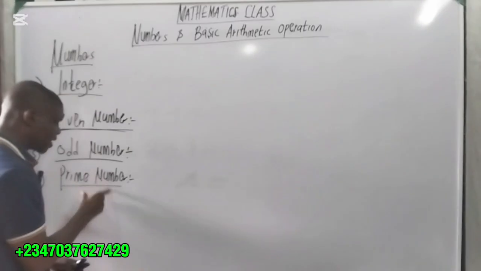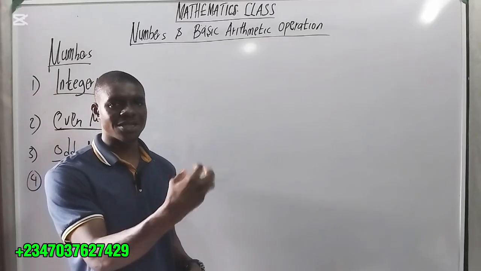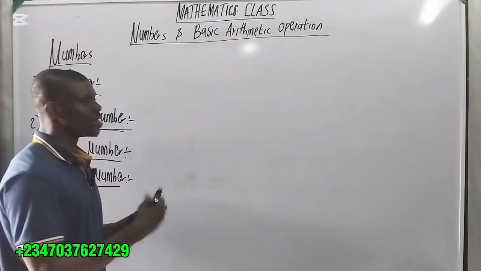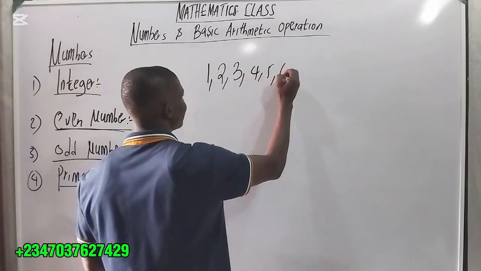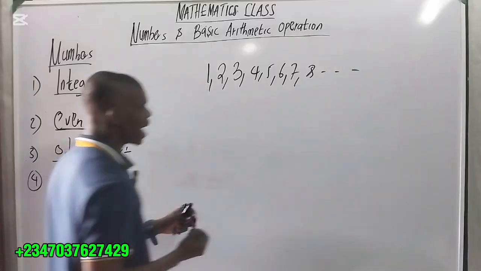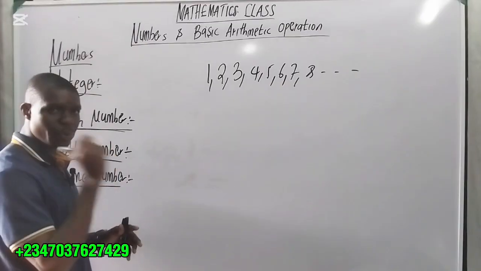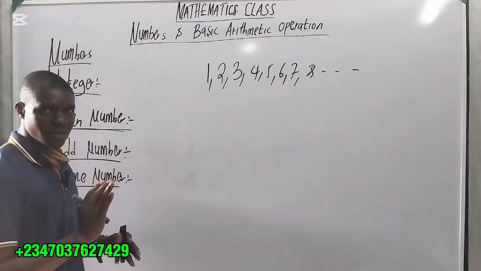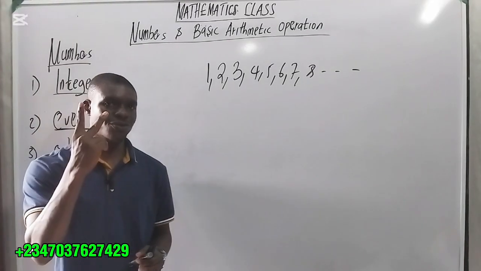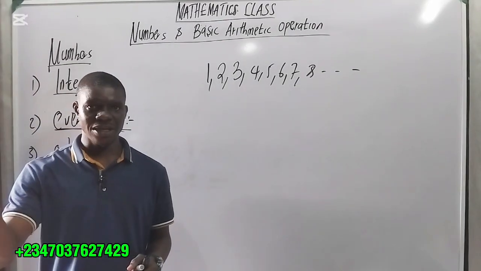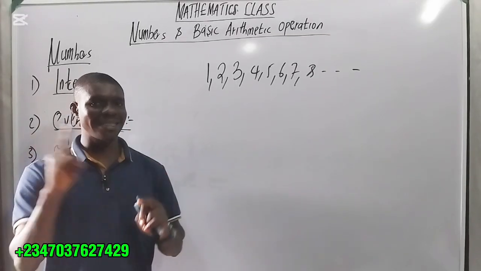For a number to become a prime, it must be a natural whole number, like a counting number. Remember I told you that natural numbers are 1, 2, 3, 4, 5, 6, 7, 8, till infinity, right? It must also be a positive integer, number 1. It must have only 2 factors, 1 and itself. That is, it can be divided by only 2 numbers, 1 and itself, right?